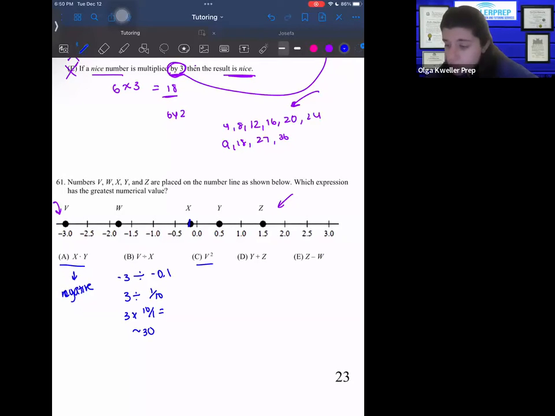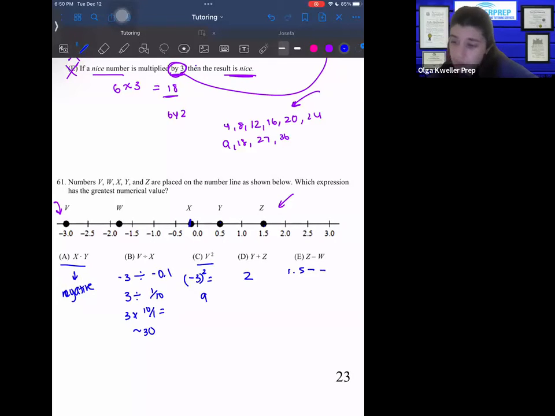The next one is v squared. So v is -3, so -3 squared, that one's easy, is just 9. And then we have y plus z. So this is also easy, this just gives me 2. And then z minus w is going to give me 1.5 minus approximately, let's say negative 1.8, 1.9.